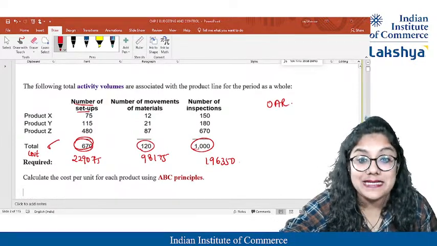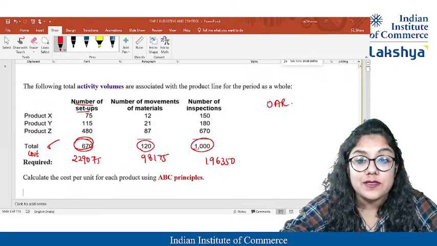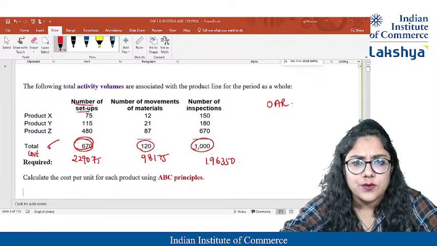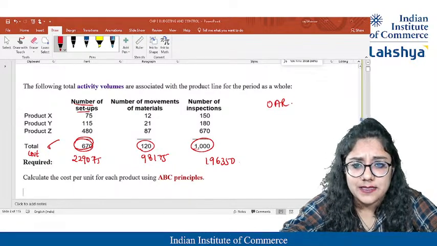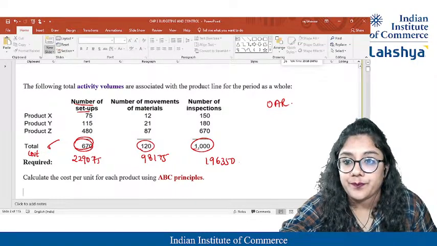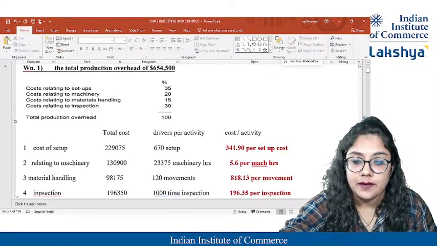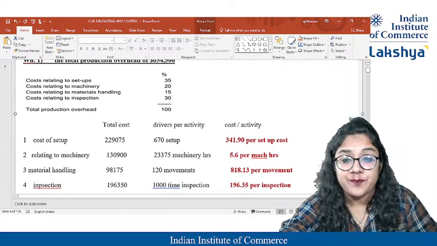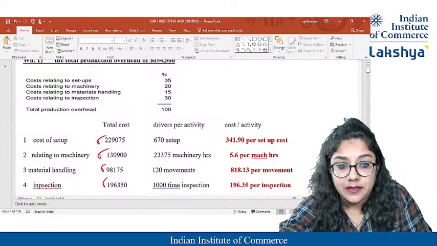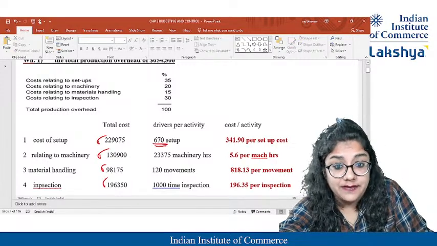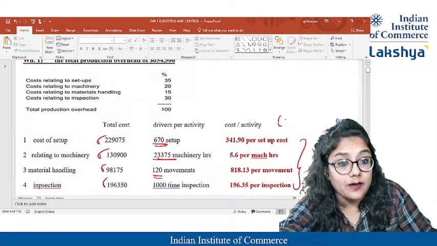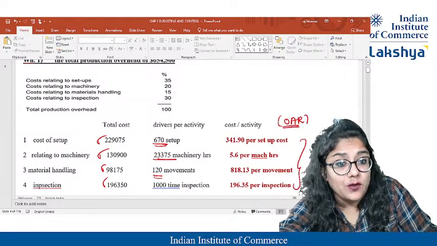I really hope you guys are getting it. So this is the way we do it and we compare it with the individual products. If you do that, we get this answer. This is the total cost, 290,139, and these are the total setups, 670 setups, this many hours, 120 movements. These are the OAR, which is given in the situation.